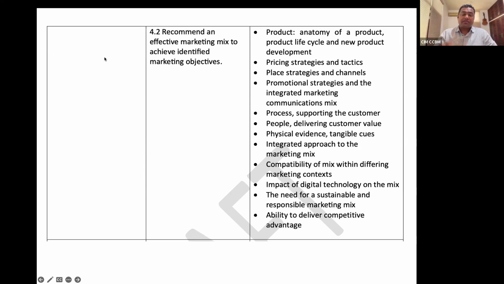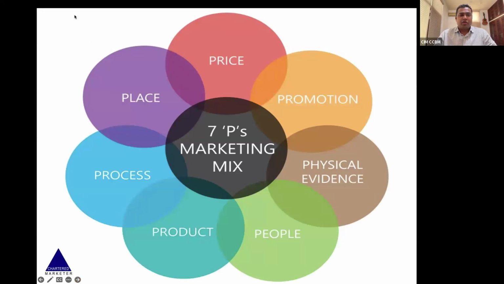There are some sub-strategies under each P that you need to study. Okay, so here you go. This is the marketing mix. Before the 7 Ps was introduced, we had the 4 Ps. That is product, price, place, and promotion. We call them the 4 Ps of marketing.